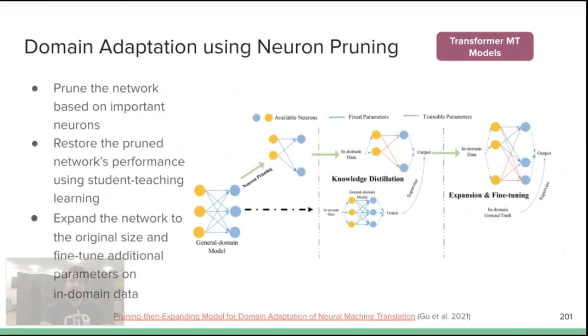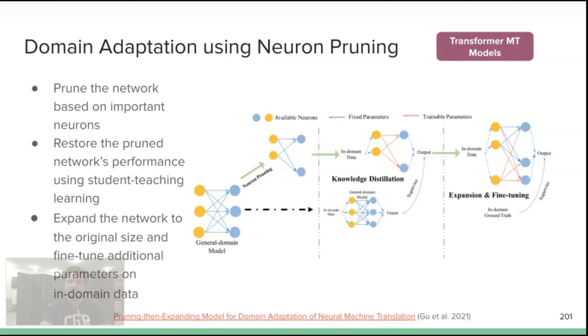Another application that I am going to discuss is domain adaptation via neuron pruning. The typical fine-tuning method, where you train a general model on a lot of data and then fine-tune it towards in-domain data, is prone to catastrophic forgetting of the general domain. The idea here is to identify the most salient neurons for the translation model and preserve them during the fine-tuning process by using only the less important neurons during fine-tuning.